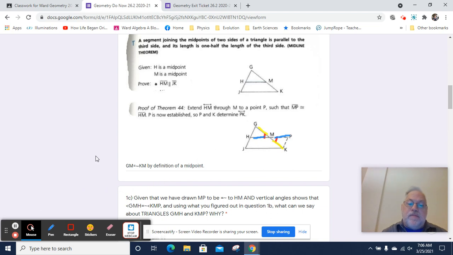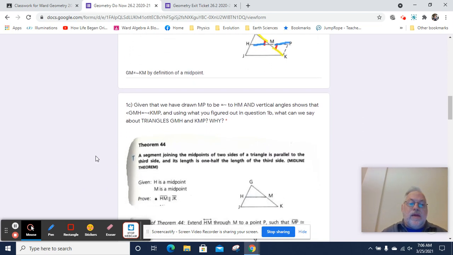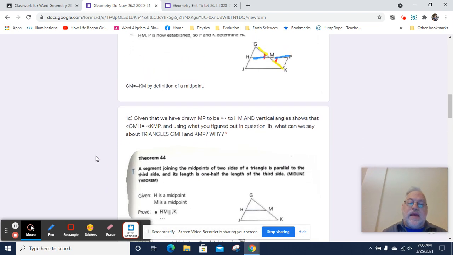Okay, so now in question 1C, I'm going to be asking you, given we've drawn MP to be congruent to HM, and the vertical angles show that GMH and KMP are congruent, and you just figured out that GM and MK are congruent, what can we say about triangles GMH and KMP, and why?